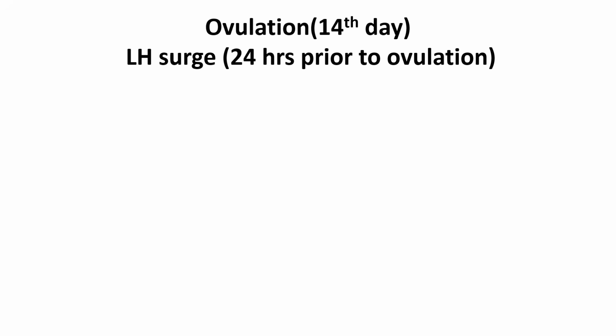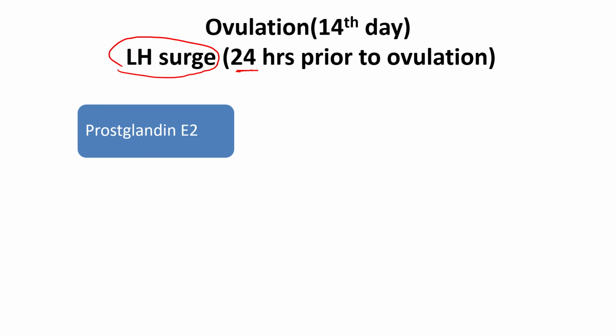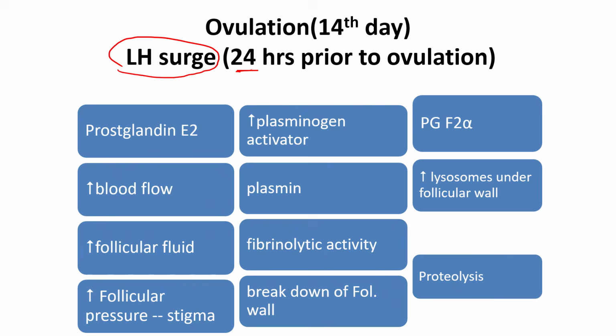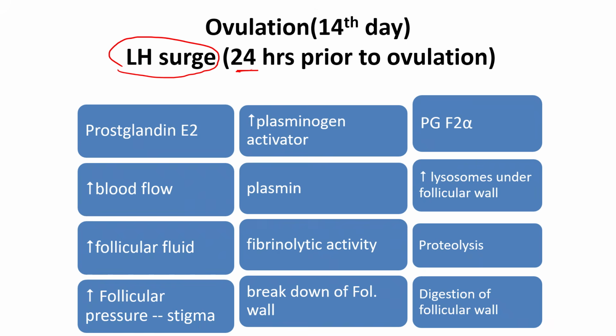Now the Graafian follicle at 14th day is ovulated, and the reason for the ovulation is sudden increase of luteinizing hormone just 24 hours prior to ovulation. So there are two mechanisms. One, increase in prostaglandin E2 and F2. Another one is activation of plasminogen activator. This plasminogen activator will activate plasmin, which has a fibrinolytic activity, and it breaks the follicular wall.